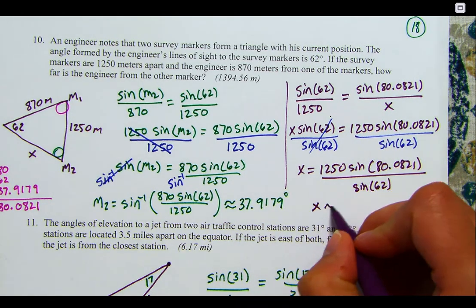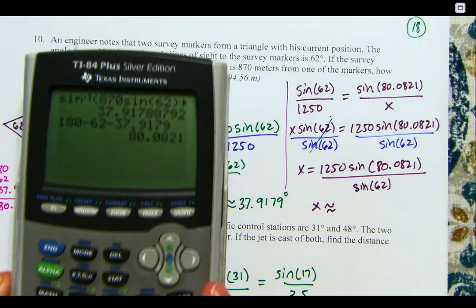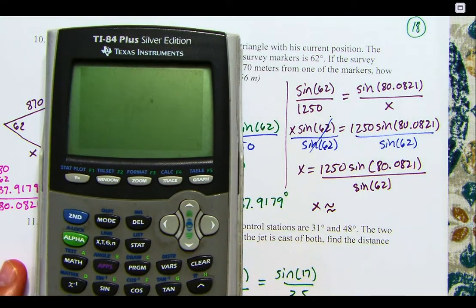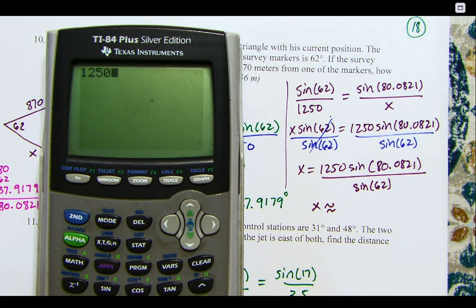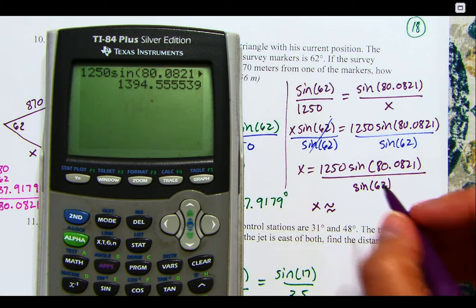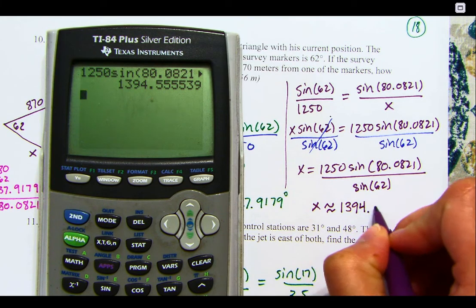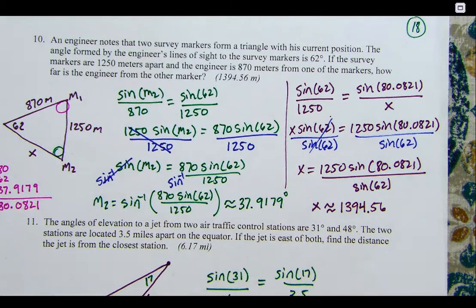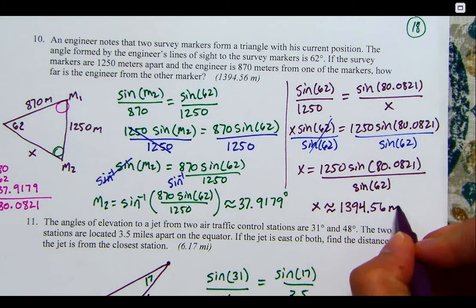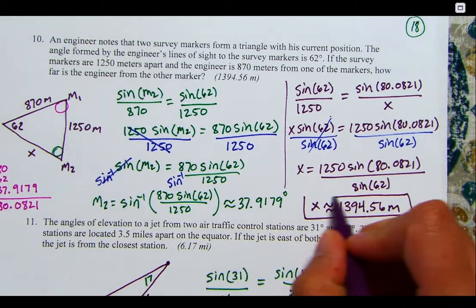So we are ready to put that into our calculator to find that approximation. All right, so 1,250 sine 80.0821. Make sure again you're closing your parenthesis. And then divide sine of 62. So 1,394.56. And again, we found the length of a side, and it should be in meters. So this is our final answer for that problem.